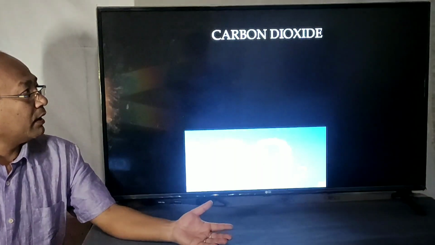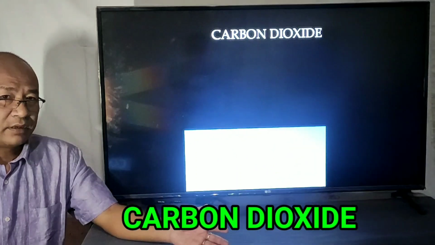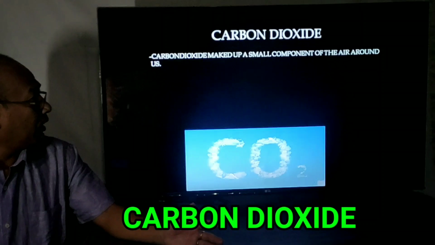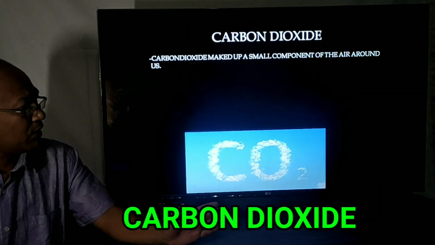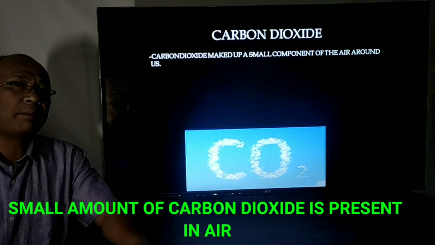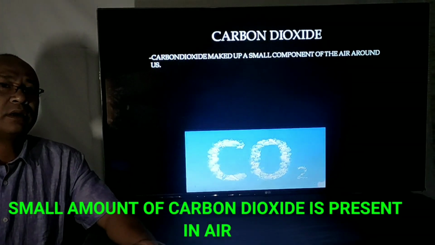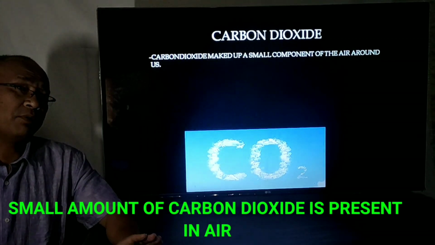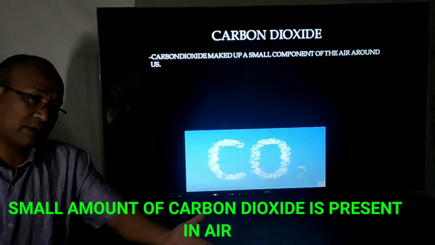Okay. Then next is carbon dioxide. Carbon dioxide is also a component of air. The carbon dioxide makes up a small component of air around us. So carbon dioxide covers a small space in the air. But carbon dioxide is also as important as the other gases like oxygen and nitrogen.